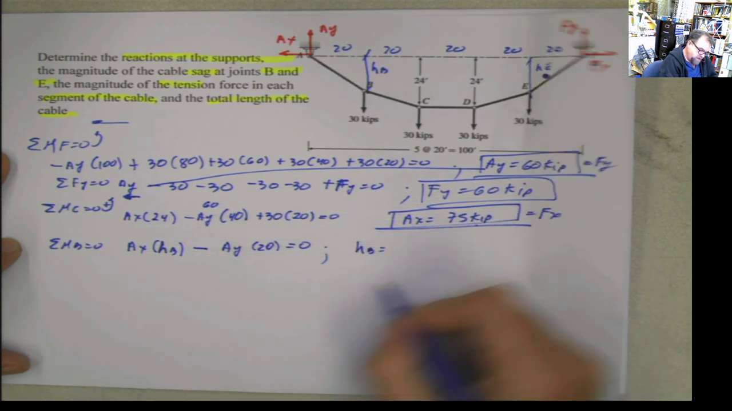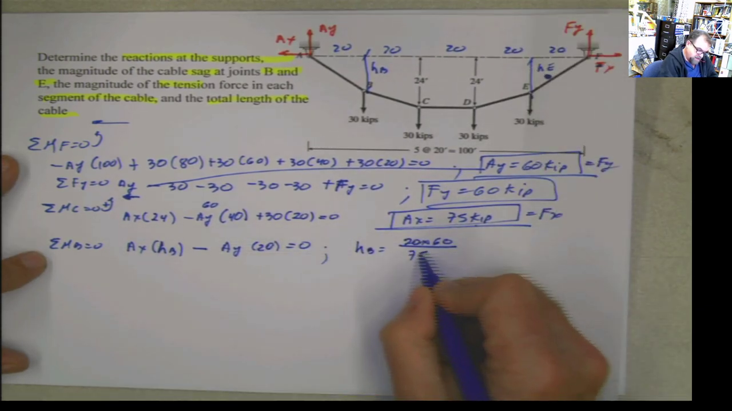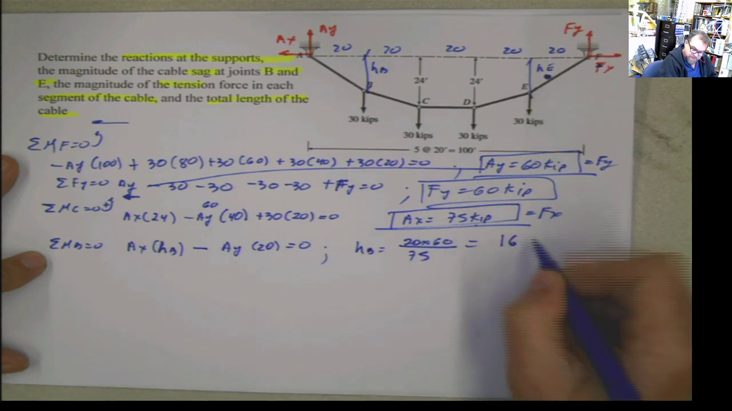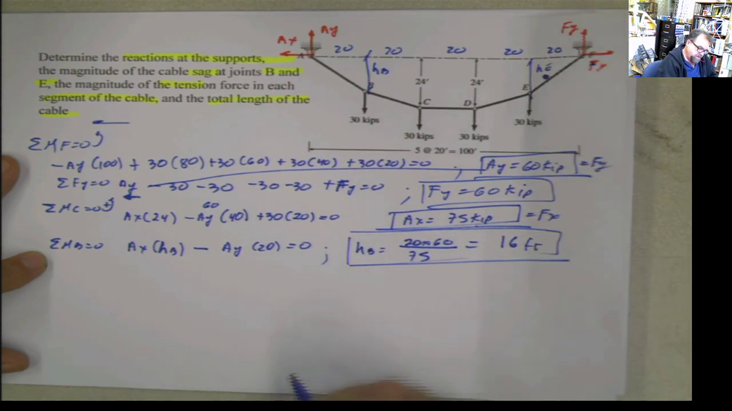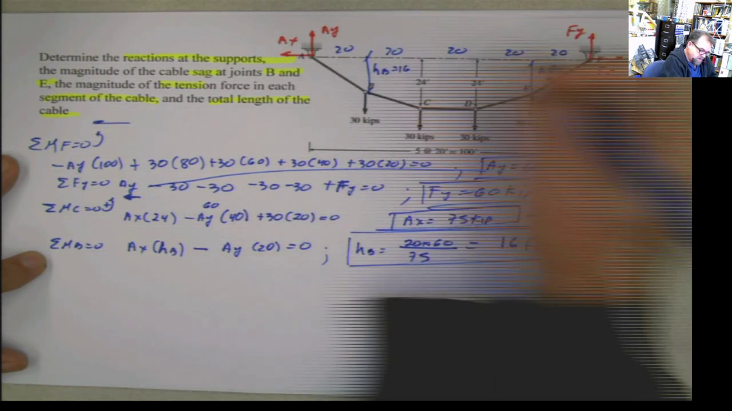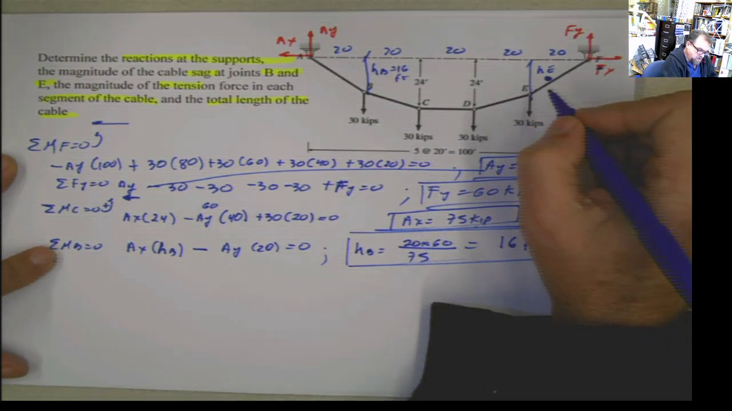HB is going to be equal to 20 times 60 divided by 75, and that's going to be 16 feet. 16 feet. So you already have this and this, same value. What else?